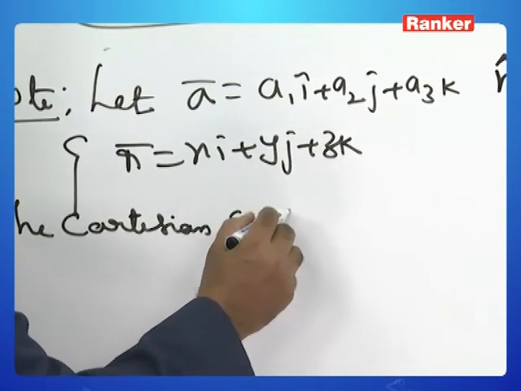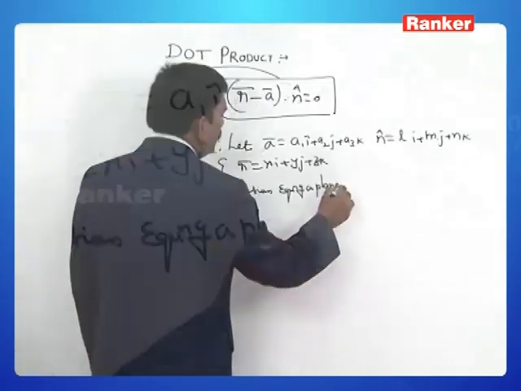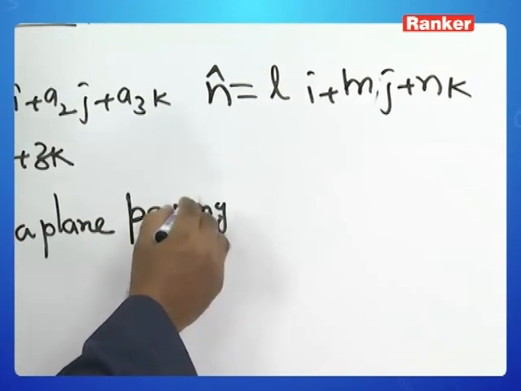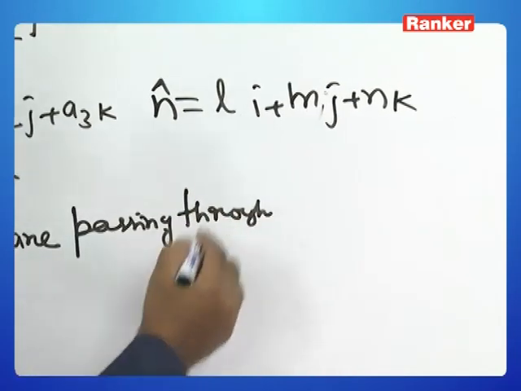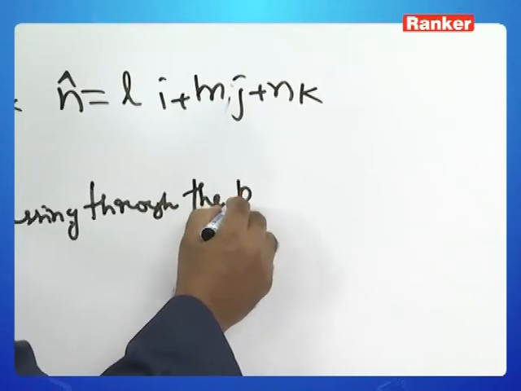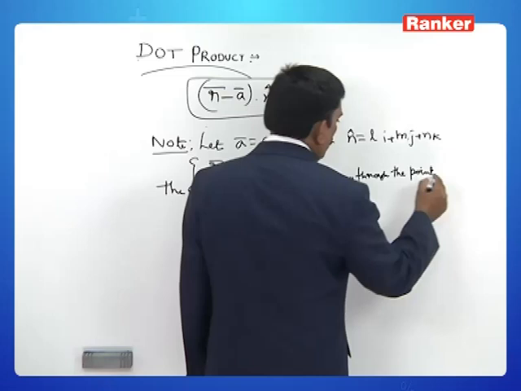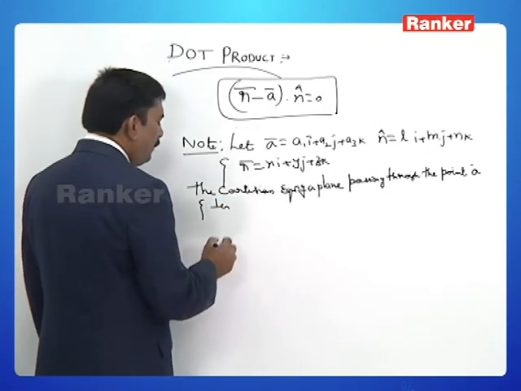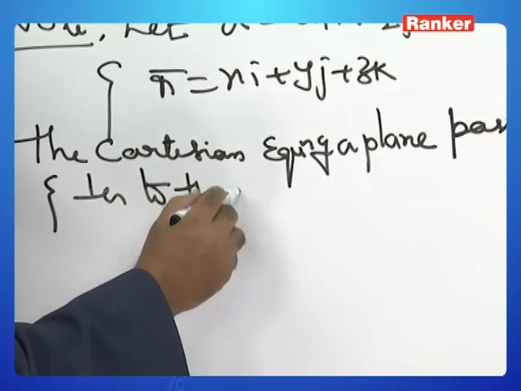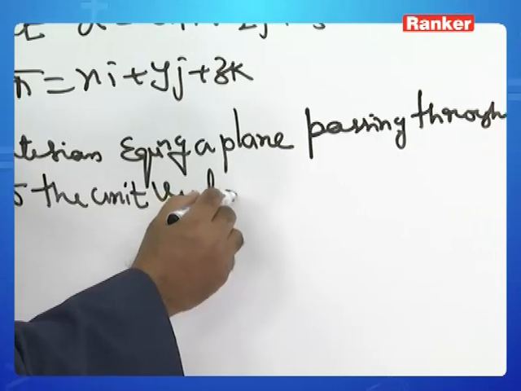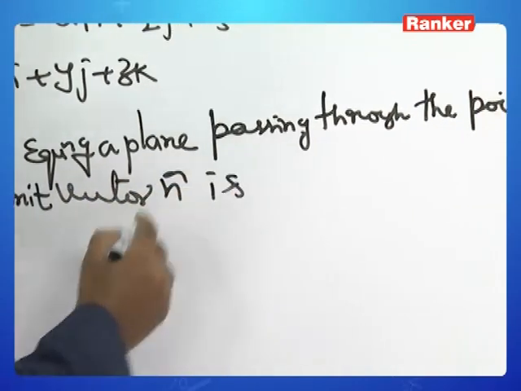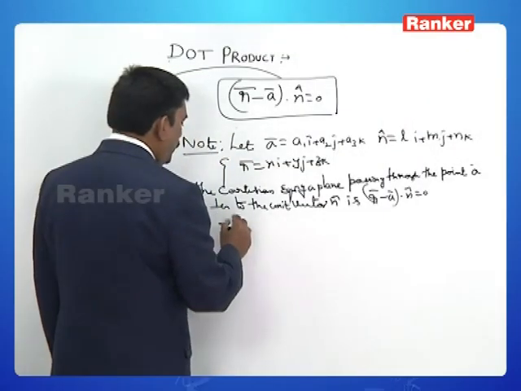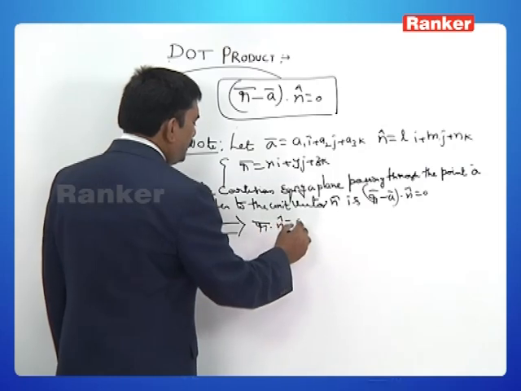The Cartesian equation of a plane passing through the point A bar and perpendicular to the unit vector n cap is r bar minus A bar dot n cap is equal to 0, which implies r bar dot n cap is equal to A bar dot n cap.